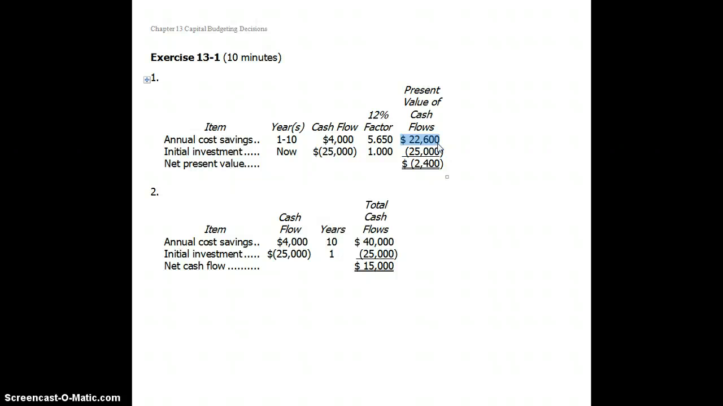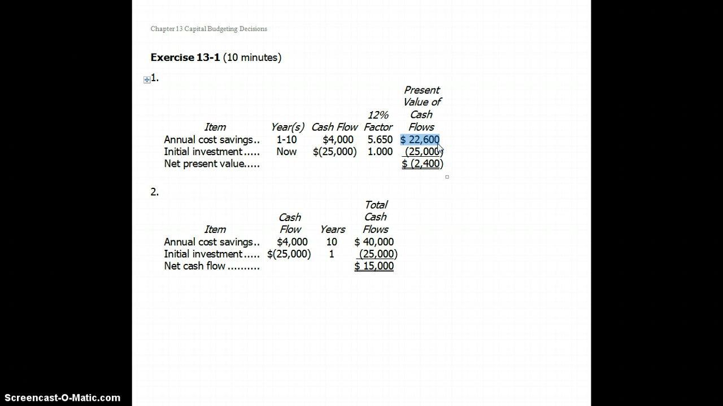So when we calculate the net present value, we subtract the present value of the cash outflows from the present value of the cash inflows, and we learn that we have a negative net present value. In other words, our cash outflow is greater than our cash inflow. Therefore, with it being negative, it is not an acceptable project. Under the net present value method, projects are only acceptable if the net present value is 0 or positive. Therefore, the solution to this problem is a negative $2,400.